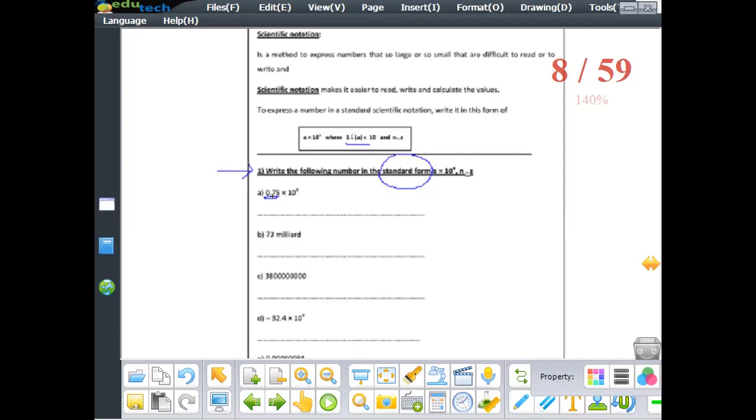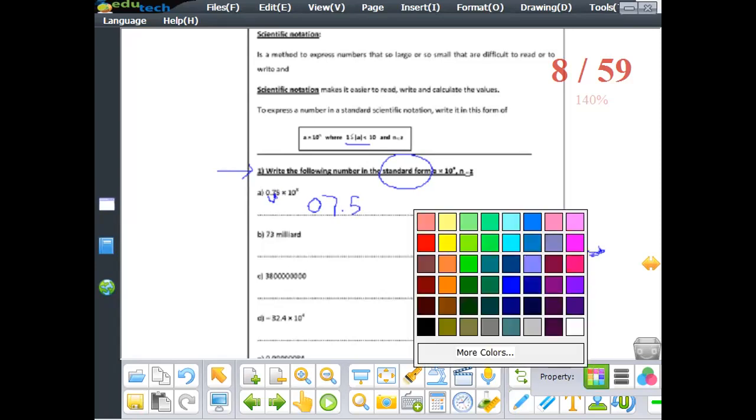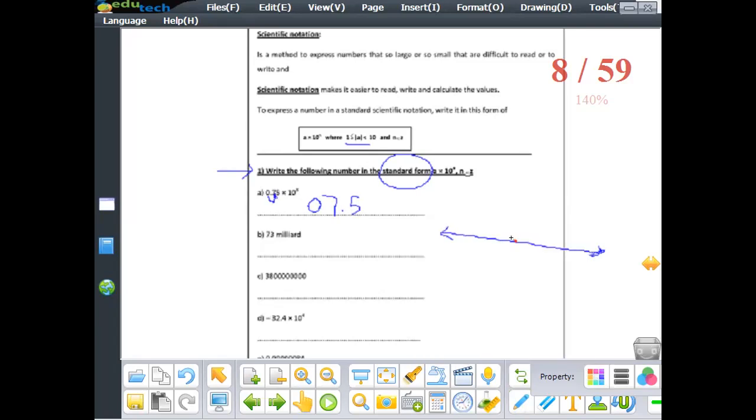You move the point to the right, for sure one digit. You put it here between 7 and 5. So the answer will be 0.75. For sure you move the point to the right. And now the motion of the point is opposite to the number line. You know the number line? If you put the point in the middle, the decimal point, if you move the point to the right, the point is going to be negative steps. And if you move it to the left, the point is going to be positive steps.